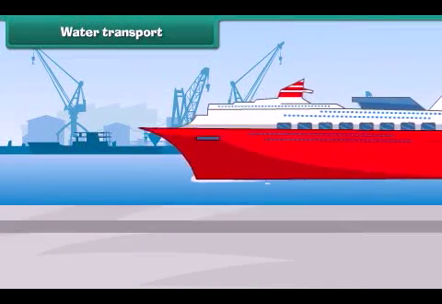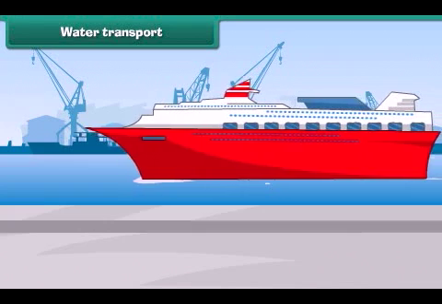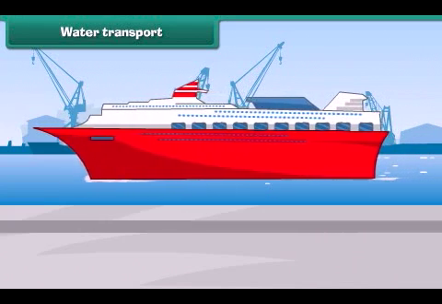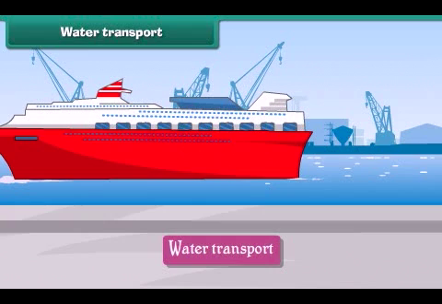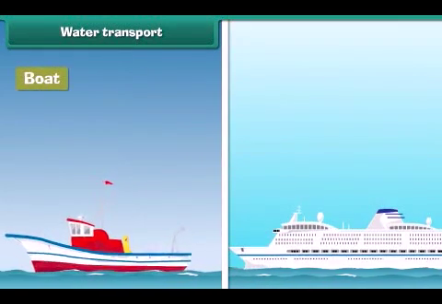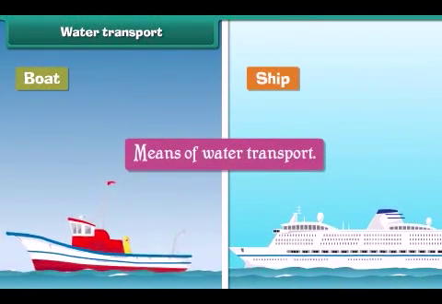Water transport. The movement of goods and passengers on water is called water transport. The vehicles that carry goods and passengers through waterways are called means of water transport. Boats and ships are the means of water transport.